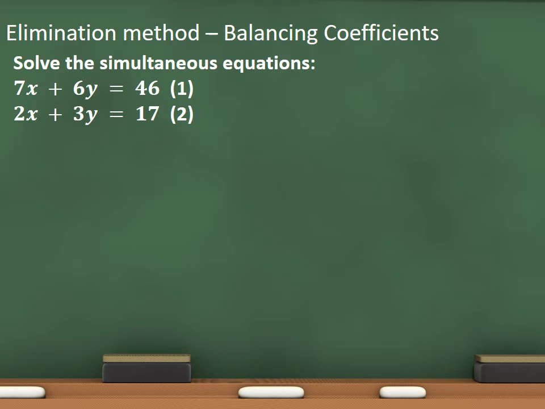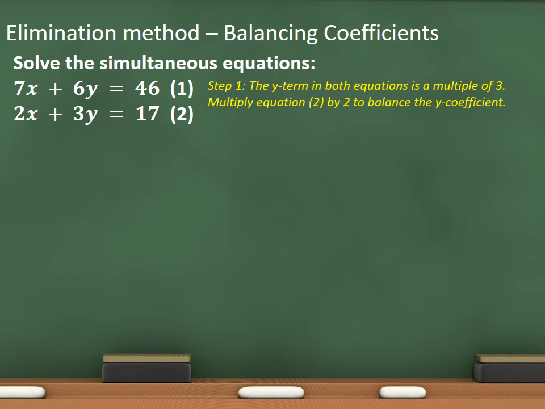Look at the y. You have a 3y and 6y. If I multiply 3 by 2, I get 6y. Since the coefficients of y are both multiples of 3, I'm simply going to multiply the second equation by 2 in order to balance the y coefficient. 2x plus 3y equals 17. Multiply it all by 2. You will get 4x plus 6y equals 34.